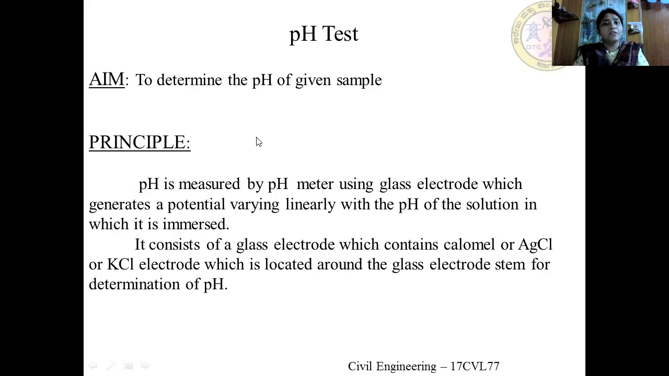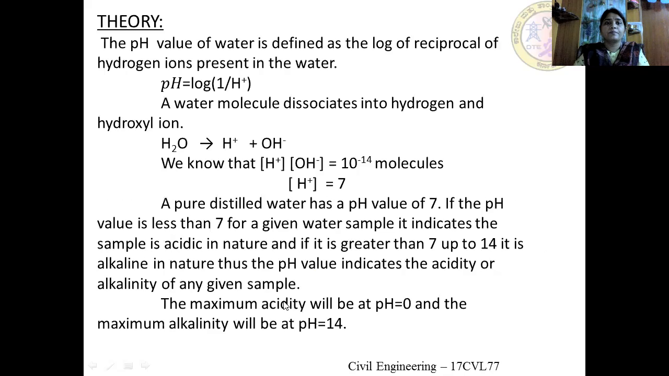Now moving on to the principle, pH is measured by a pH meter using a glass electrode, which generates a potential varying linearly with the pH of the solution in which it is immersed. It consists of a glass electrode which contains a calomel or silver chloride or potassium chloride electrode, which is located around the glass electrode stem for determination of pH.